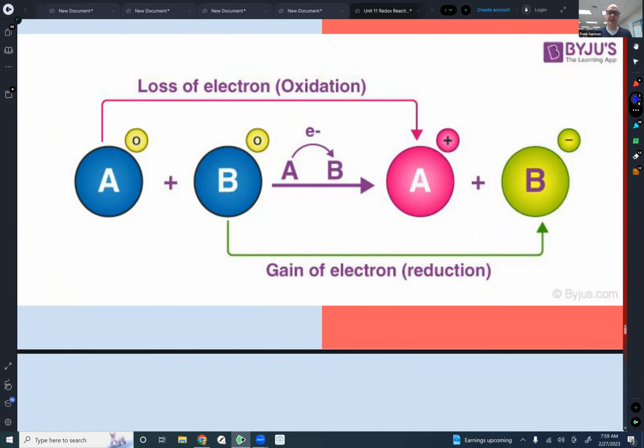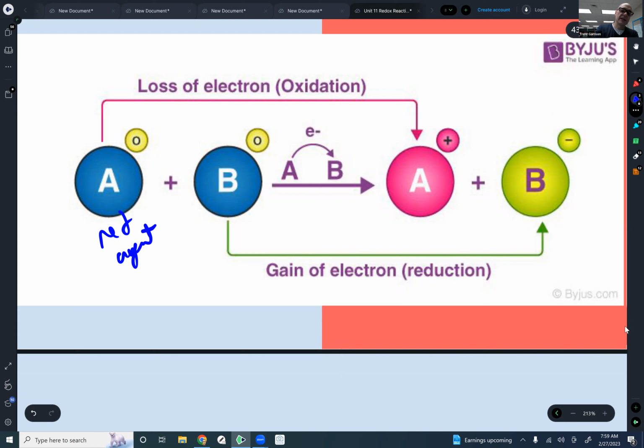Same exact steady pace here of what you're seeing, just in a different visual process. The A has lost an electron. That means it's oxidizing, meaning that this is my reducing agent. The B has gained an electron. It's gone through reduction. That means that it is the oxidizing agent. Okay.